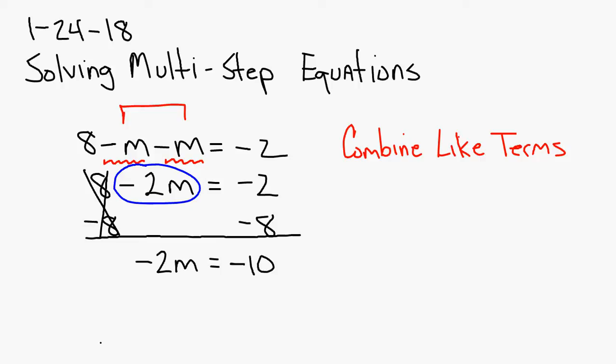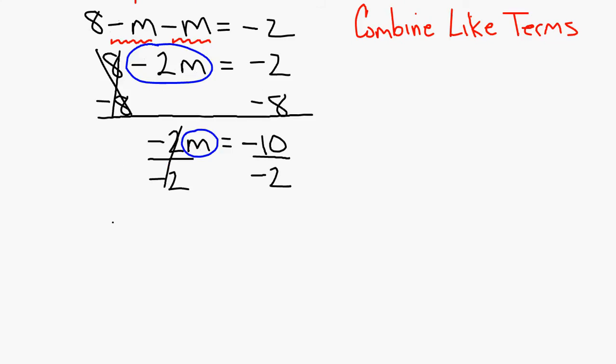Then you're going to isolate just the m, and you would do that by division. So you would divide both sides by negative 2. The negative 2's will cancel each other out, and m is going to be equal to positive 5.